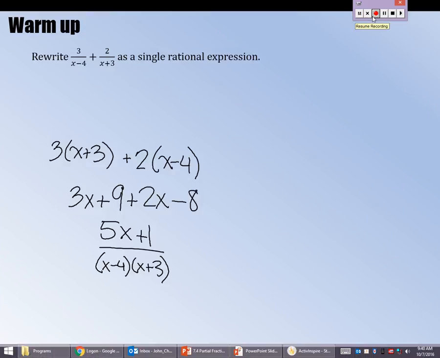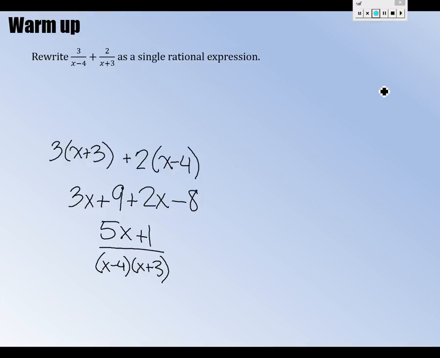As easy as this warm-up is, I think you did find it all easy. I'm sure you all got it right. Good job. And make sure you do put the denominator on there. It's not good enough to just write 5x plus 1. That would be incorrect. Okay. Those are different. As easy as this was, I do have an interesting follow-up question.